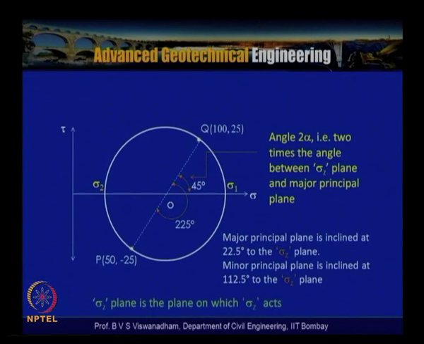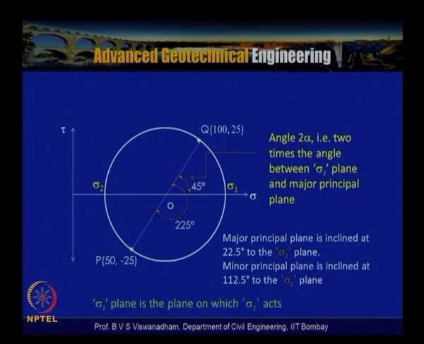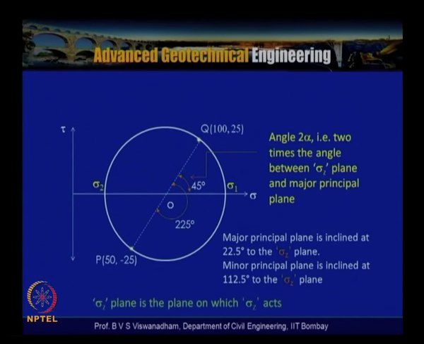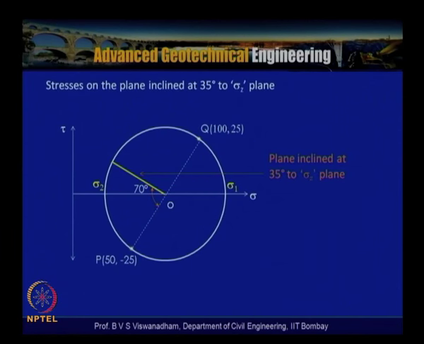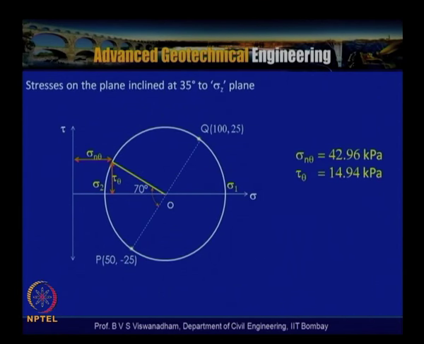Now we can further find out angle 2 alpha, that is 2 times the angle between the sigma z plane and the major principal plane. The major principal plane is inclined at 22.5 degrees to the sigma z plane, and the minor principal plane is inclined at 112.5 degrees to the sigma z plane. The sigma z plane is the plane on which sigma z acts. After this, the plane inclined at 35 degrees to the sigma z plane, and the stresses on the plane at 35 degrees to the sigma z plane are obtained by the point.